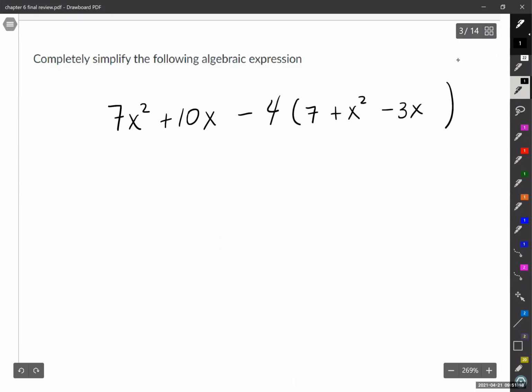Okay, now here we have to completely simplify this expression. We notice the first two terms are fine, but in order to combine like terms, we first need to distribute the -4 throughout.